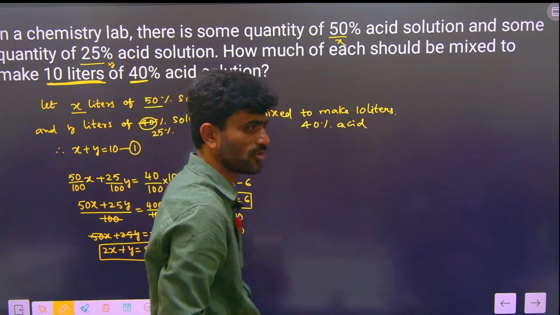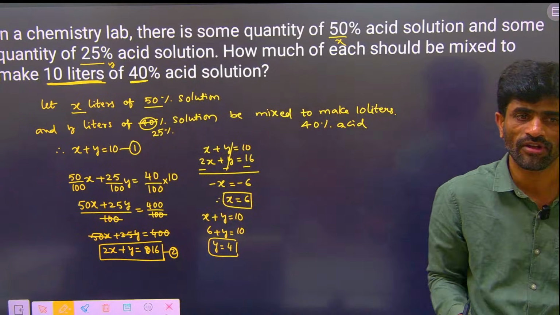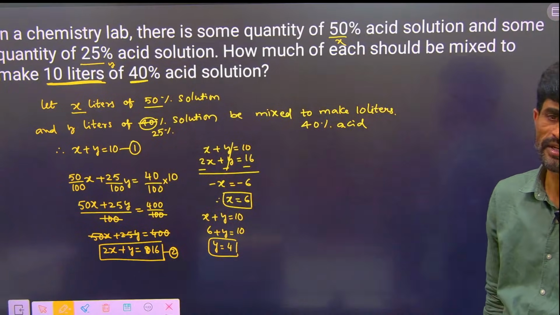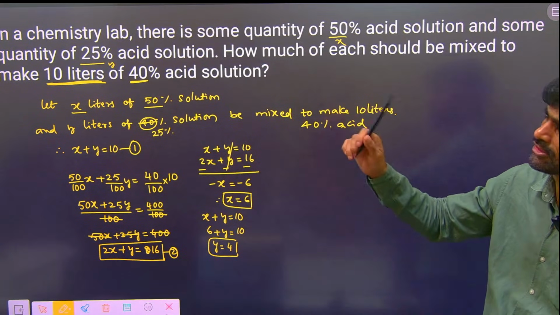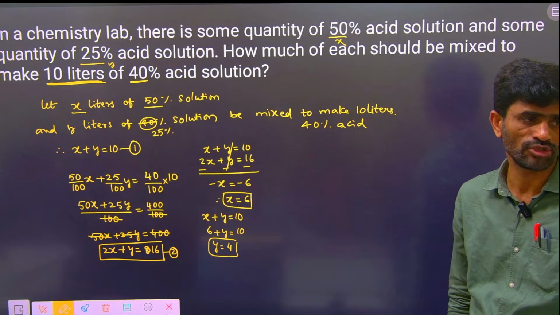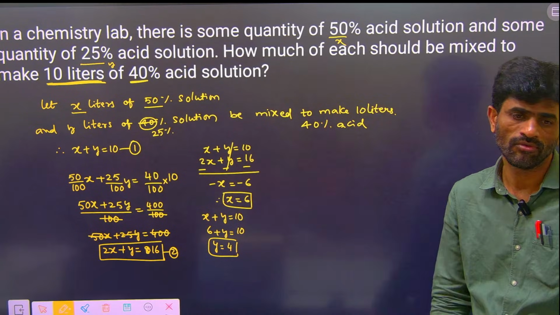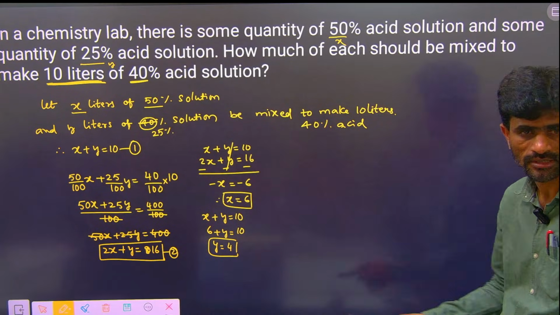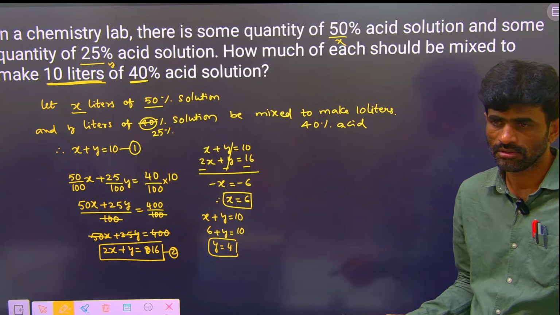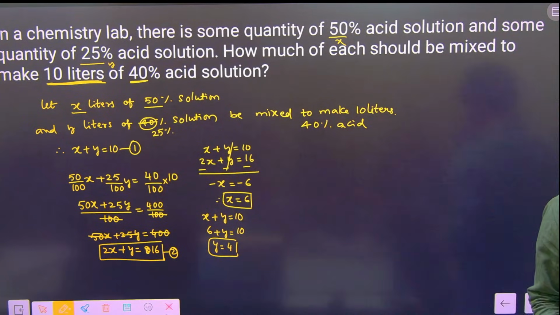Then you should write the conclusion at last. Therefore 6 liters of 50% acid and 4 liters of 25% acid should be mixed to get 10 liters of 40% solution. We should write the conclusion at last. Understand? Try this. Write it.